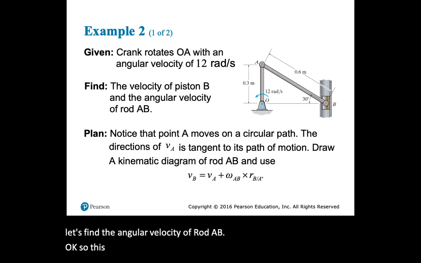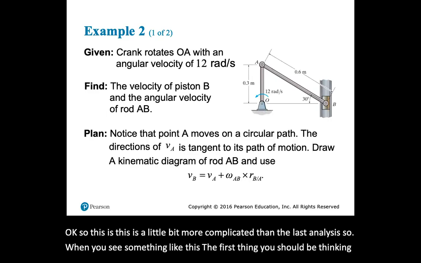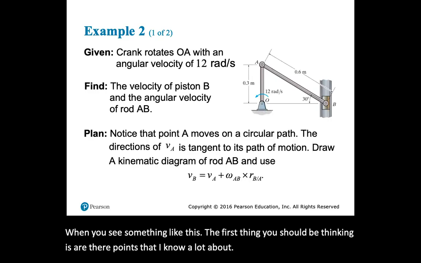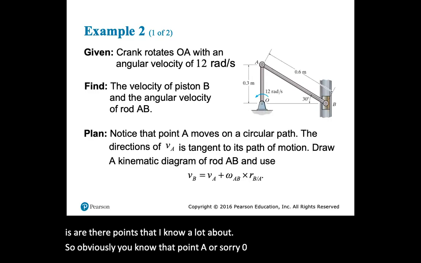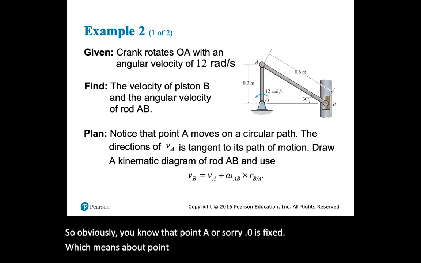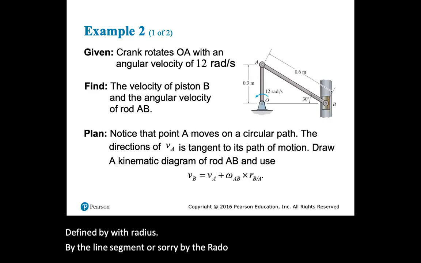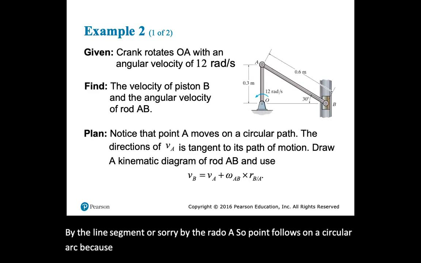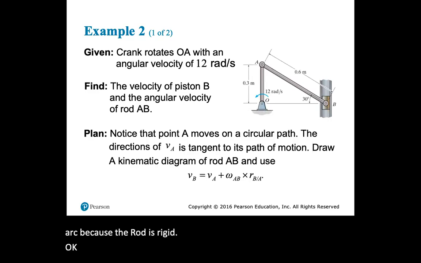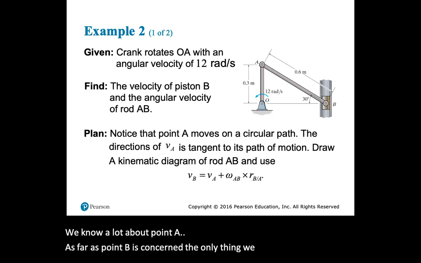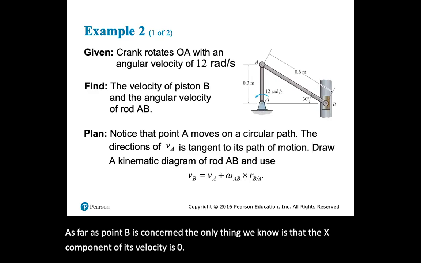Okay, so this is a little bit more complicated than the last analysis. When you see something like this, the first thing you should be thinking is, are there points that I know lots about? Obviously, point O is fixed, which means about point O, point A only rotates. It's only allowed to move tangent to the circle defined by the rod OA. So point A follows a circular arc because the rod is rigid. That means we know a lot about point A. As far as point B is concerned, the only thing we know is that the x component of its velocity is 0.